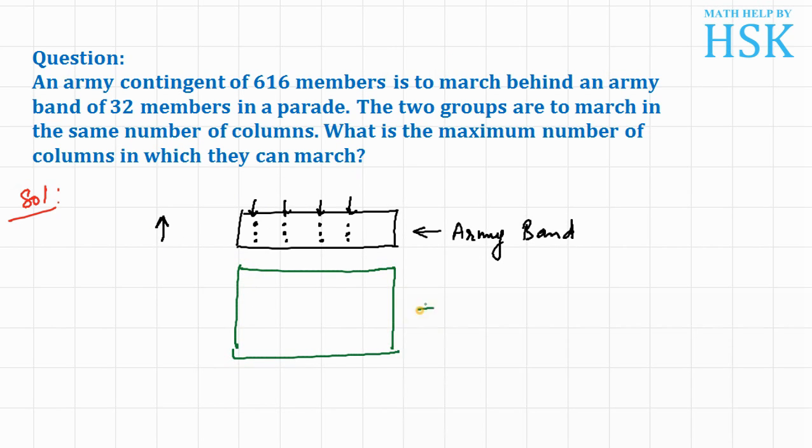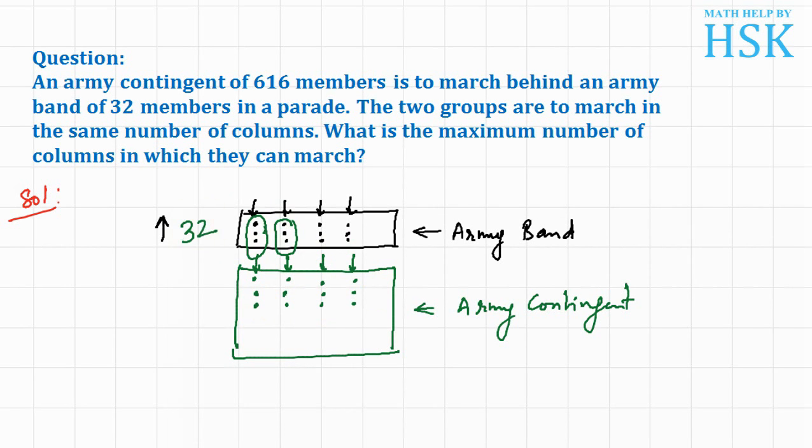So this is the army contingent, and in this also the members are going to arrange themselves in columns like this, first, second, and so on. The soldiers are going to arrange themselves in the columns. There would be an equal number of members in each column of the army band as well as the army contingent. The army band consists of 32 members, and this army contingent consists of 616 members.